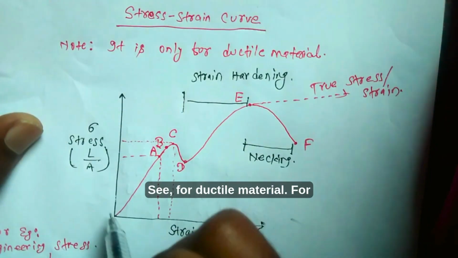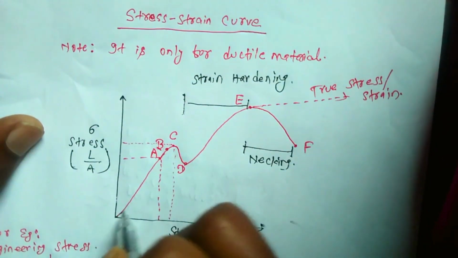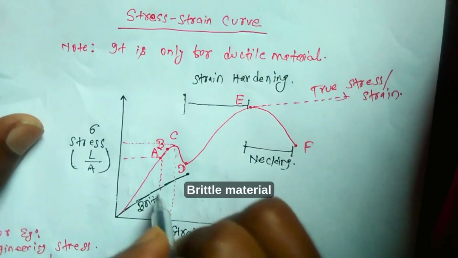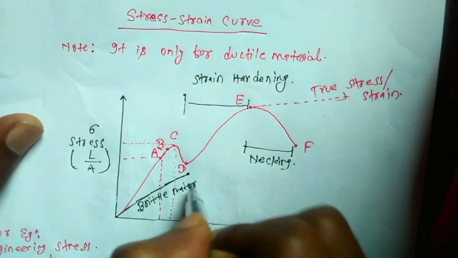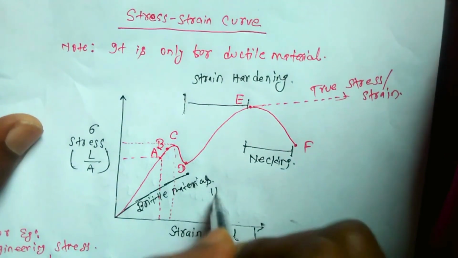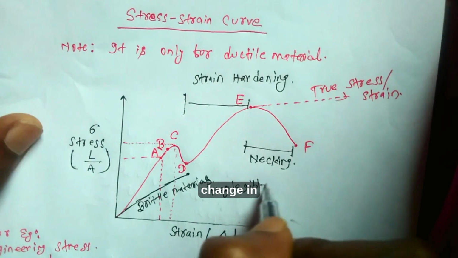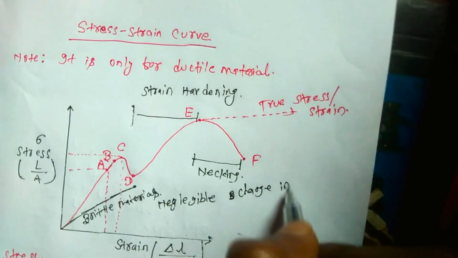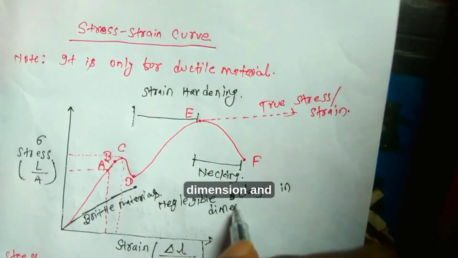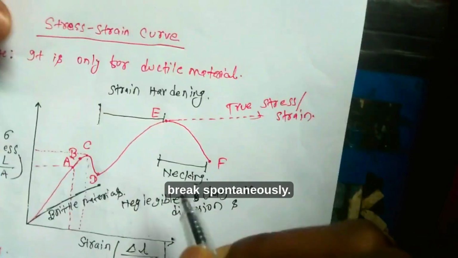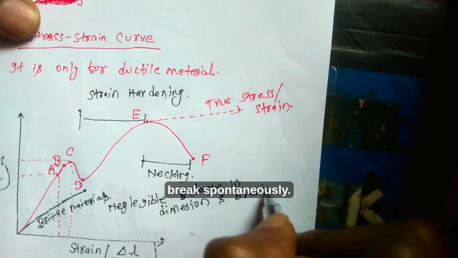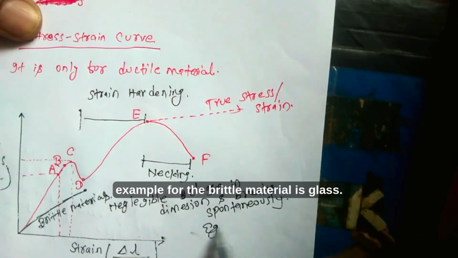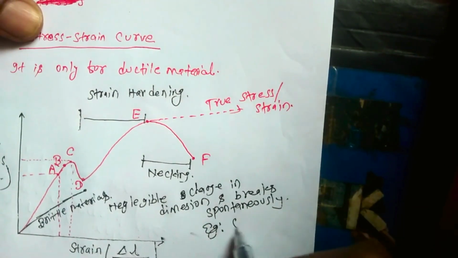For brittle material, there is negligible change in dimension and it breaks spontaneously. The best example of a brittle material is glass.